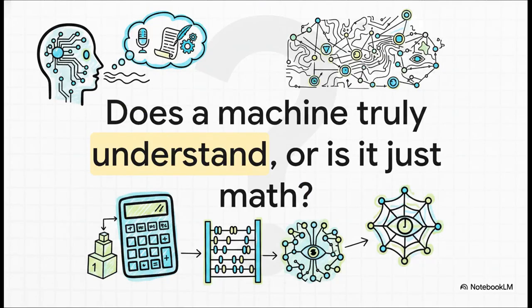And that leaves us with a really fascinating final question, doesn't it? If a machine can navigate this map of meaning so perfectly that it can talk, write, and even reason with us, is that the same as understanding? Or is it just an incredibly sophisticated, brilliant master of mathematical geography? Something to think about.